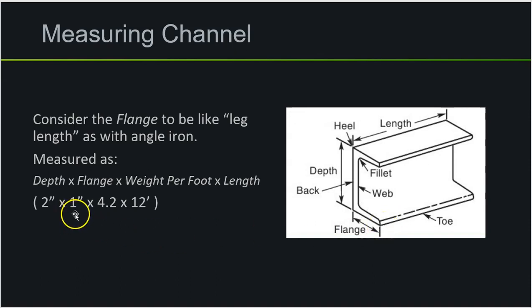We can say that that's 1 inch, so it would be 2 inches by 1 inch. Then we're going to find the weight per foot on a scale that's already determined. This is not accurate; I just made up this number to have something here. And then by 12 feet, so 12 feet in length.